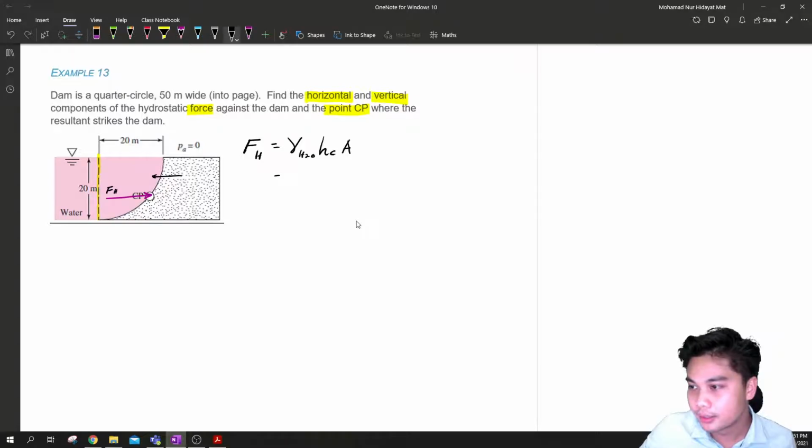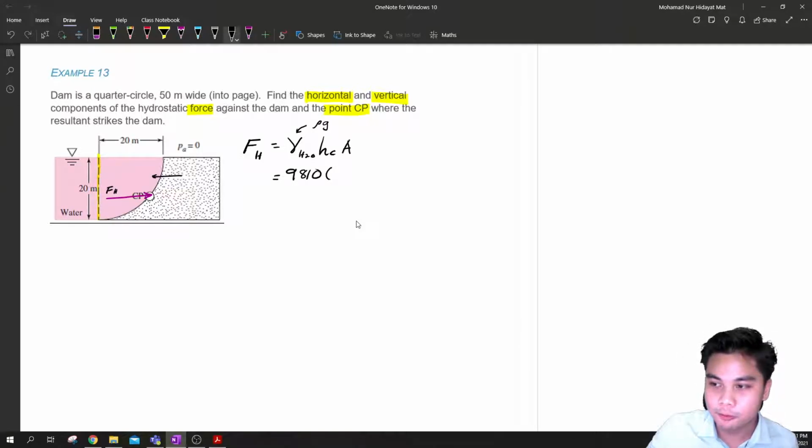It is given that the density multiplied by gravity is the specific weight. So here is actually the specific weight, where rho multiplied by gravity. Rho of water here is 1000 multiplied by gravity, so it is 9810, multiplied by hc.